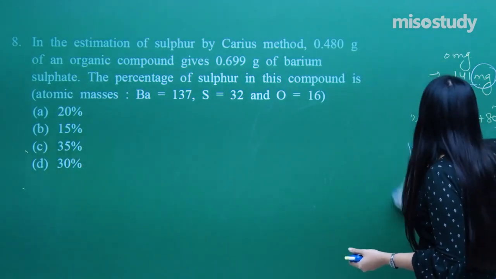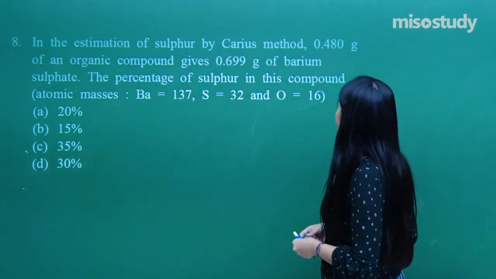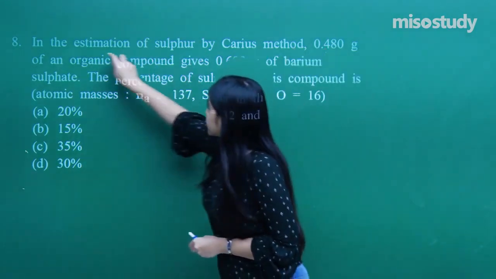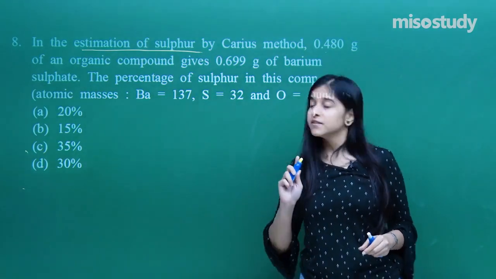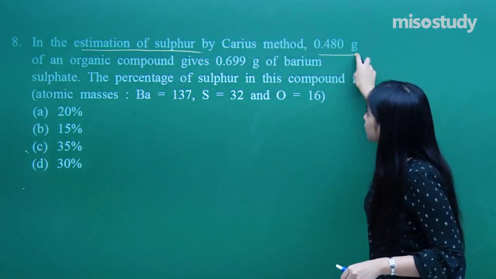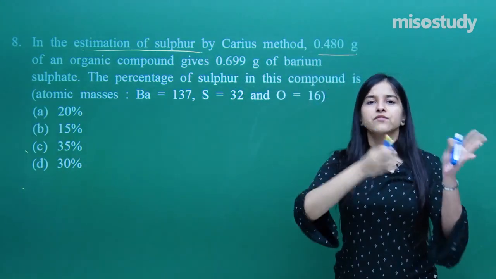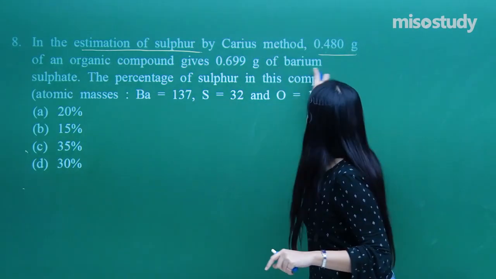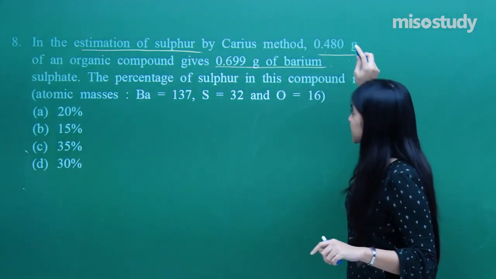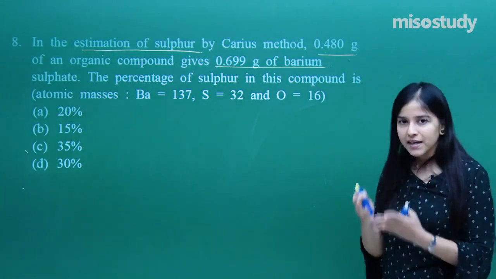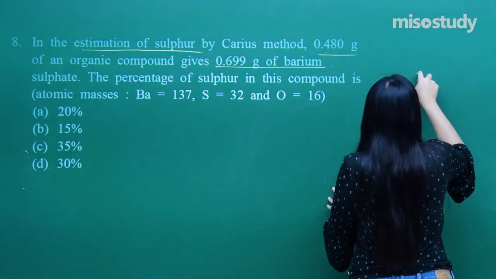Right, again the Carius method has come up. In the estimation of sulfur by the Carius method, remember barium sulfate is formed as the precipitate. So, this much amount of an organic compound has been given. It's now in grams, so no need to worry about conversion into grams. So, what we get is 0.699 g barium sulfate, and we need the percentage of sulfur in this compound. Again a similar kind of procedure. So, let us just do that procedure.